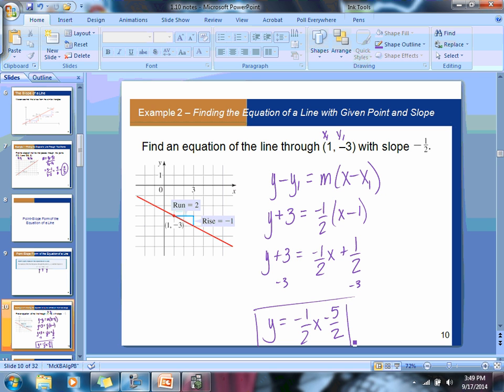And you can see in the picture, negative 5/2 is negative 2.5, so we're starting at our y-intercept of negative 2.5, and then we're going down 1 and over 2. Okay.